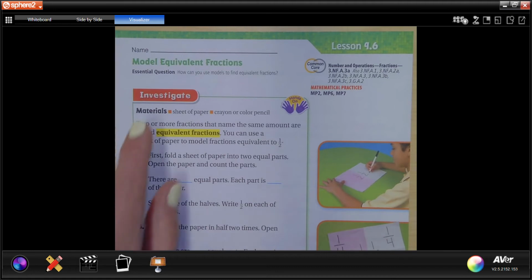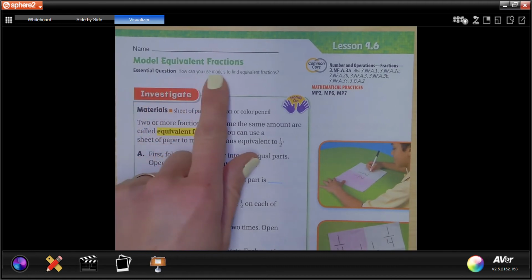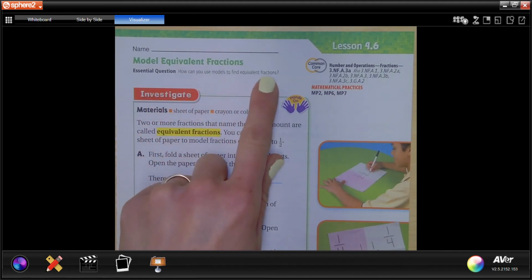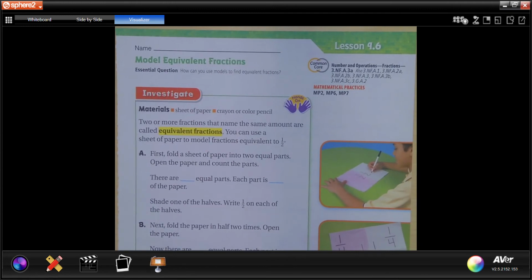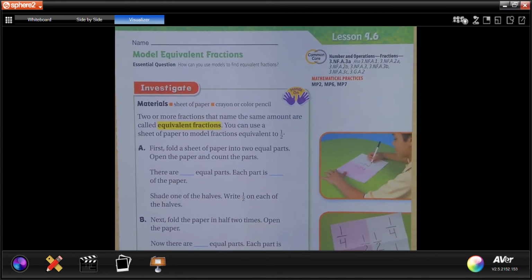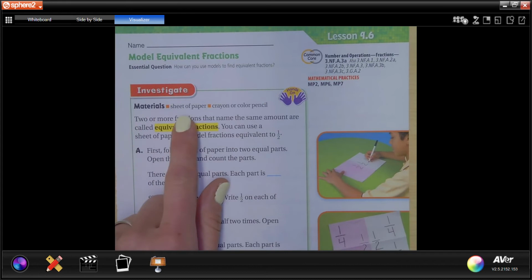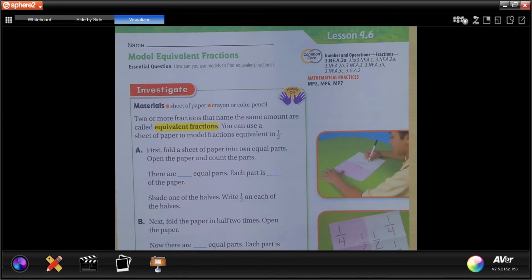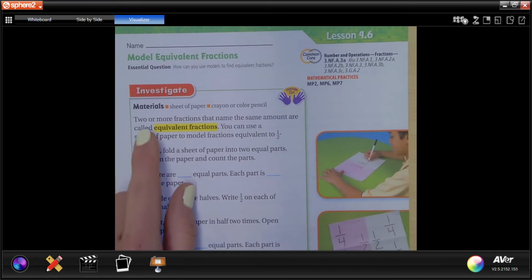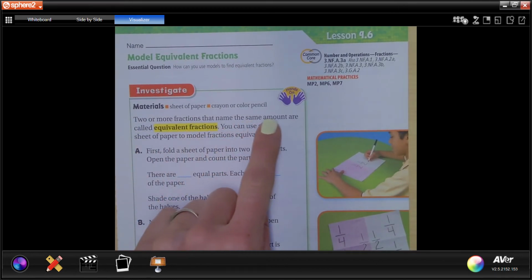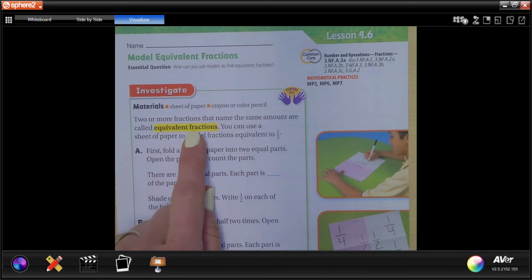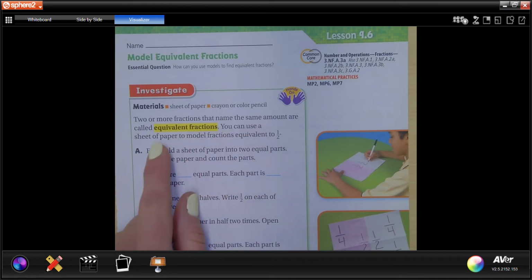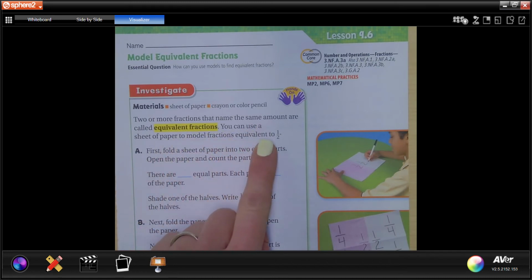Okay. Essential question. How can you use models to find equivalent fractions? Well, we're going to use this paper to find out. So, as I said, materials: a sheet of paper, crayons, or colored pencil. Two or more fractions that name the same amount are called equivalent fractions. You can use a sheet of paper to model fractions equivalent to 1/2.